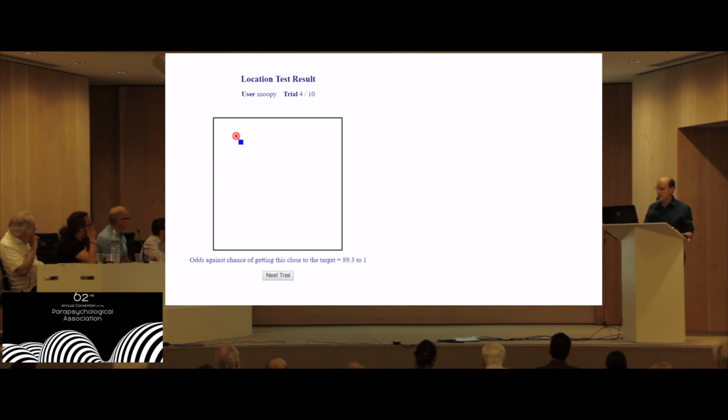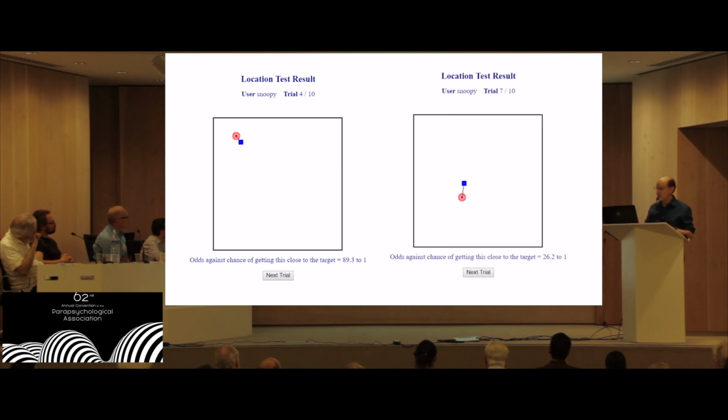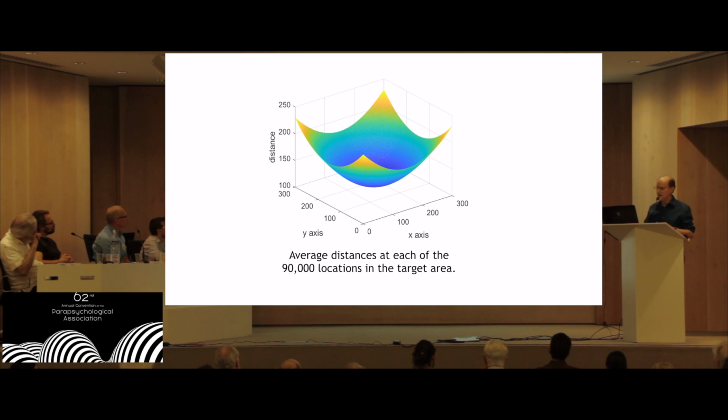So here's two examples showing that we figured out a way of adjusting the results on each trial so that you couldn't maximize it based on where you touched. In this case, the touch and the target were quite close, and the odds against chance are 89-1. In this case, they're also quite close, but the odds are only 26-1. The way that you adjust it is based on where in the target you select, and you just go through all 90,000 possible locations, and you figure out the mean and the standard deviation of each one. So when you select a point on the screen, you'll get a distance. You compare it to the mean and standard deviation, so you get a z-score for every single trial, and the z-scores are valid.